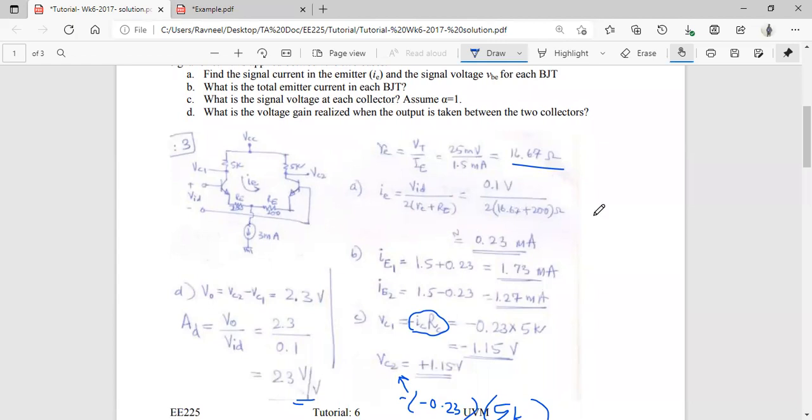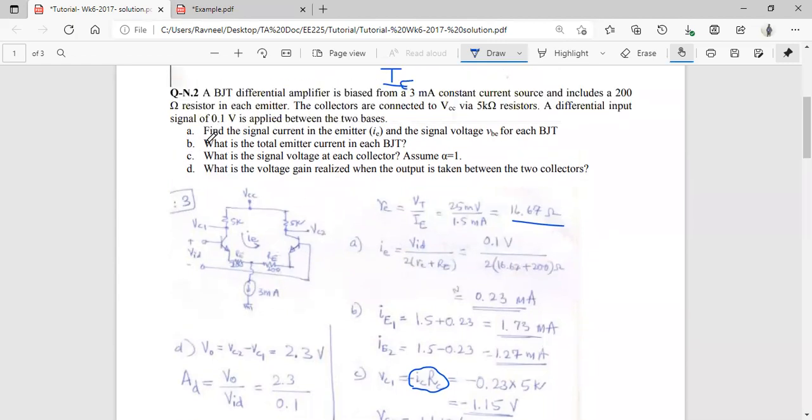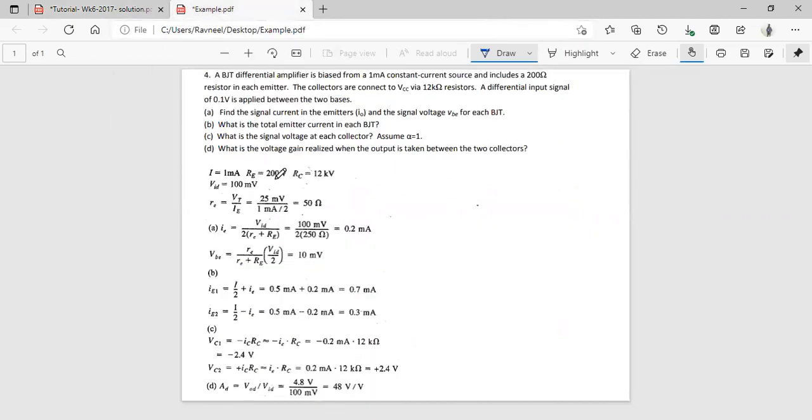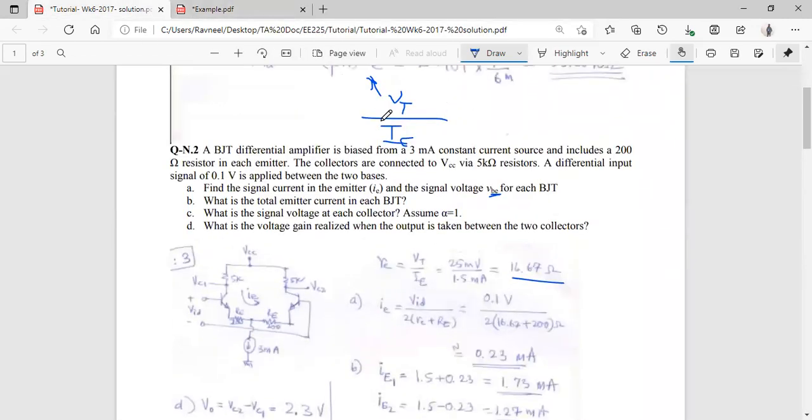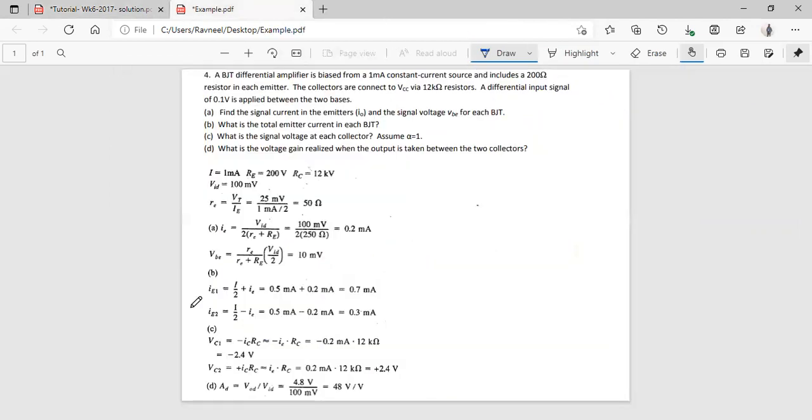Once we have our small IE, or the AC emitter current, we move on to the second part of this question. Oh sorry, we haven't finished over here. We also need to calculate our VBE. This is where I have this example file. Since my handwriting on this screen is really horrible right now, I'm going to show you the formula over here.